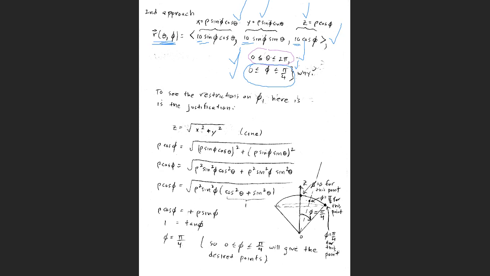So theta going from 0 to 2 pi makes sense because that'll create the circles. I want to be careful how I say this. It's these two parameters together that will generate the surface. But why does phi stop at pi over 4?